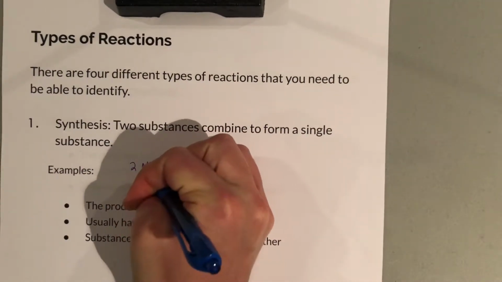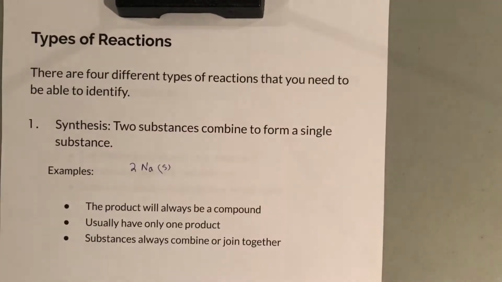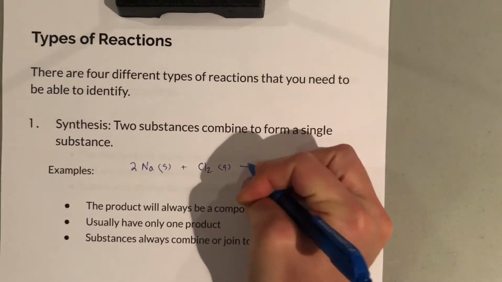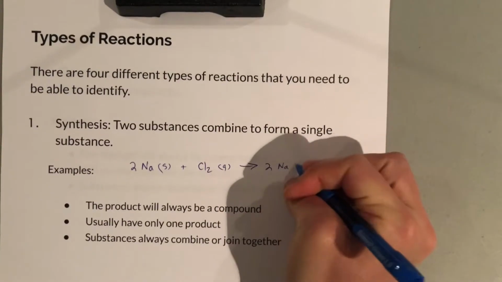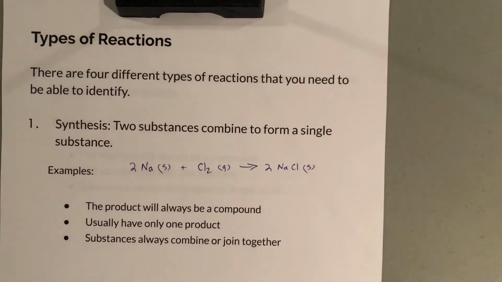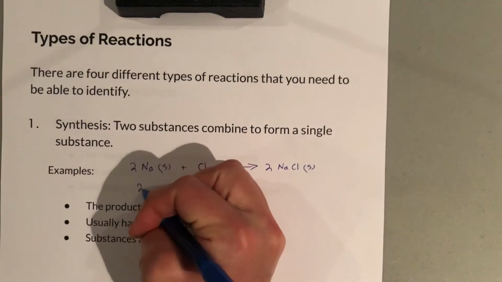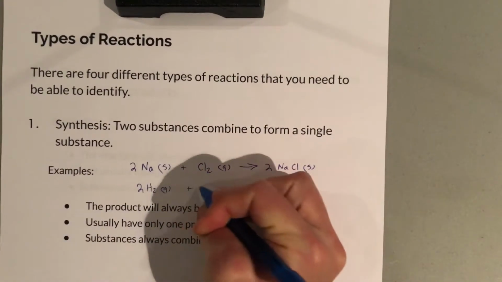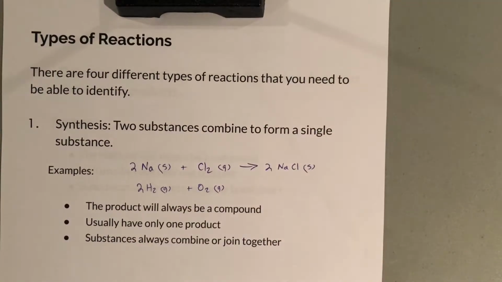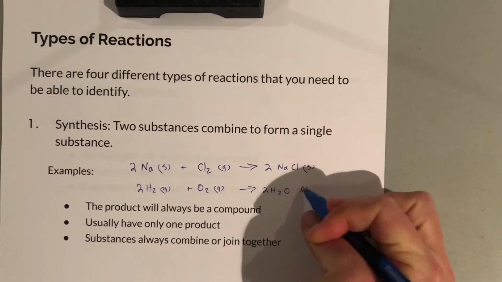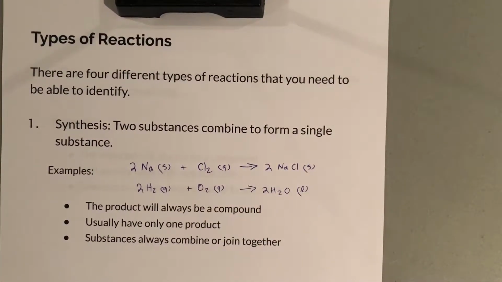An example of a synthesis reaction would be something like this. If you take a sodium atom and a chlorine atom and they join together to form salt. We said in synthesis things are joining together, and that's exactly what's happening here. Na and Cl are combining together to form salt. Another example would be synthesis of water. You're taking hydrogen gas and oxygen gas, and they're joining together to form two water molecules.